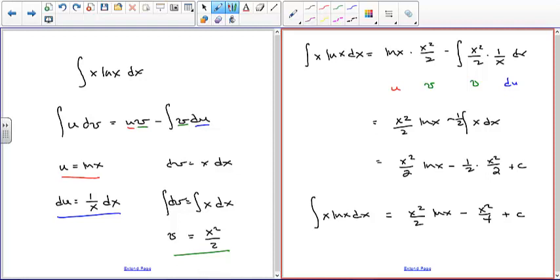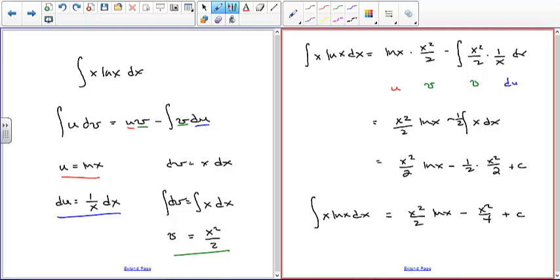Now the reason I didn't choose the natural log, because if I had chosen the natural log of x dx to be dv, I don't know how to take the integral of the natural log of x dx. It's not in my table. The derivative is, but the integral isn't. So that's why in this case I had to choose x dx as dv instead of the other way around. So there's certain decision making things you have to do.